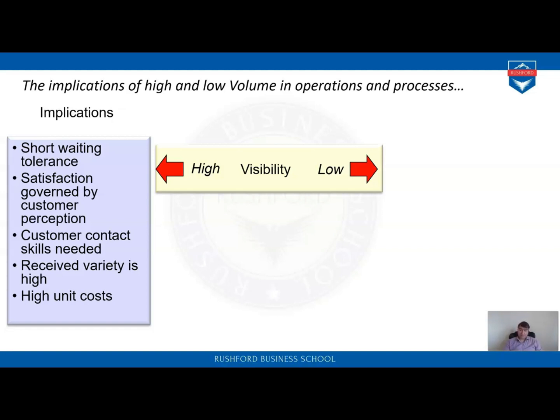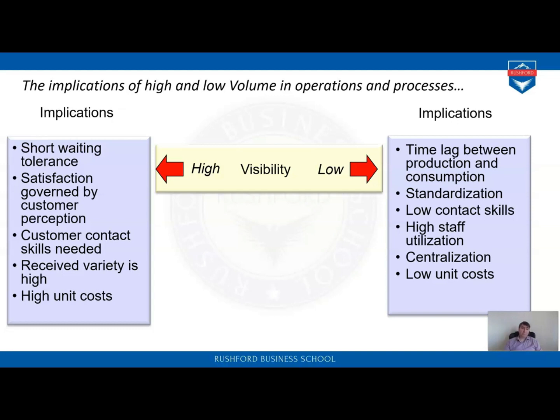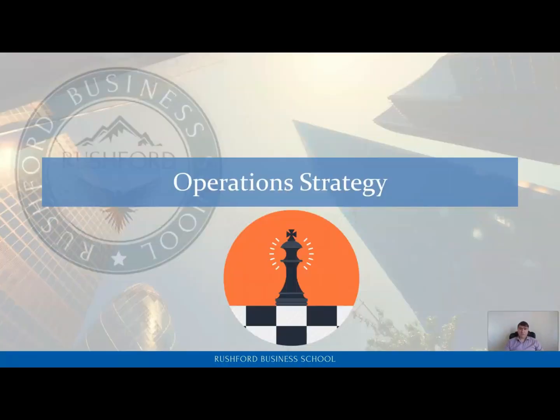Receive variety is high. Oh, I want this sandwich, not that burger, or this one, that one. So that's important. High unit cost as well. But what is the implication of low visibility, like, say, KFC, McDonald's, etc.? Time lag between production and consumption. They quickly produce the product or service. Standardization, they're standard. Low contact skills, high staff utilization, and then centralization, low unit cost. That's the implication for low visibility.